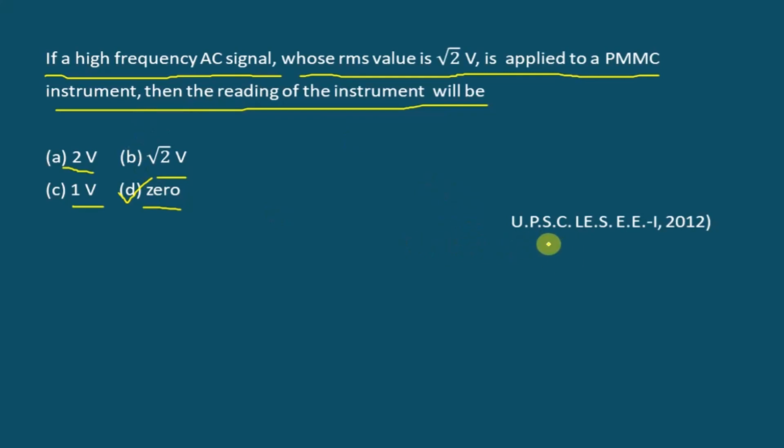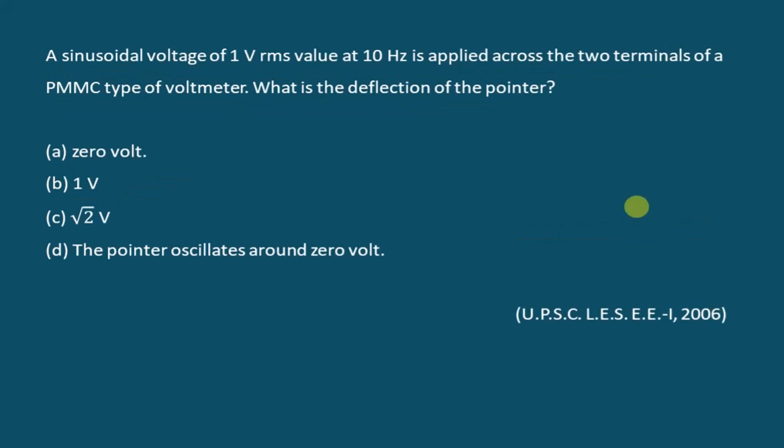This is also a very important question from the IES point of view. This was asked in IES 2012. Let's go to the next question. The question here is asking: a sinusoidal voltage of 1 volt RMS value at 10 Hz is applied across the two terminals of a PMMC type voltmeter. What is the deflection of the pointer? It is basically saying a signal is there, and if the RMS value is 1 volt, then the peak value is root 2 into 1, so this is root 2 volt.